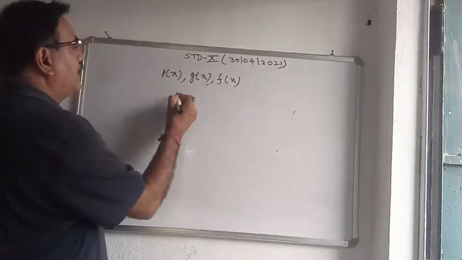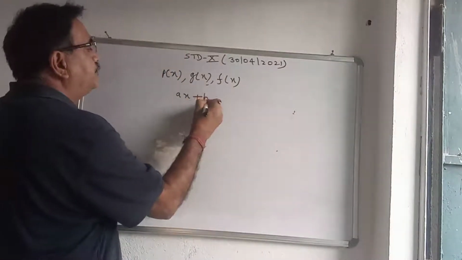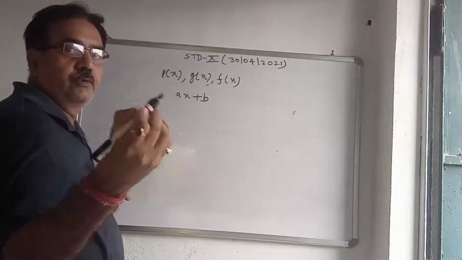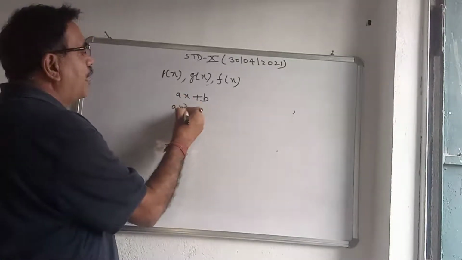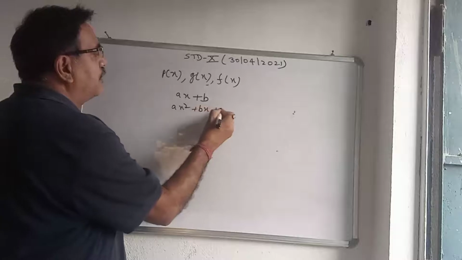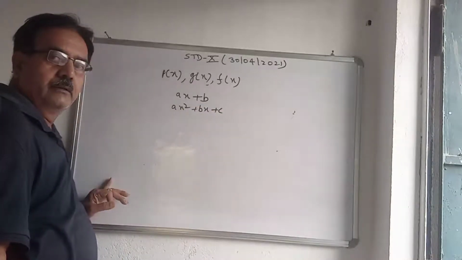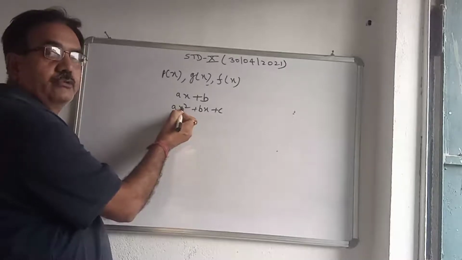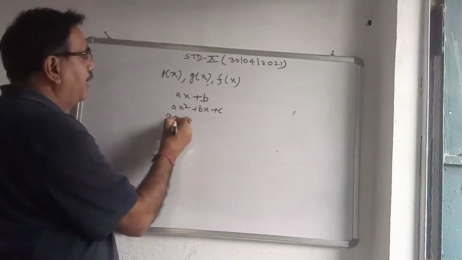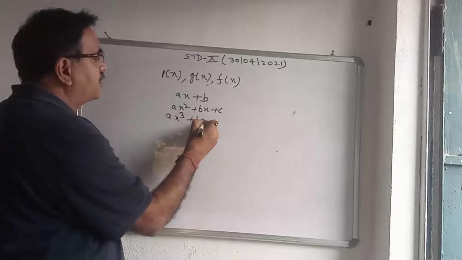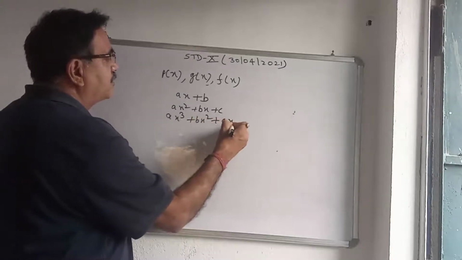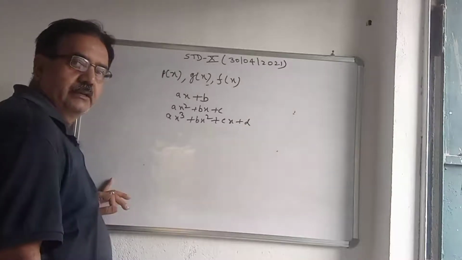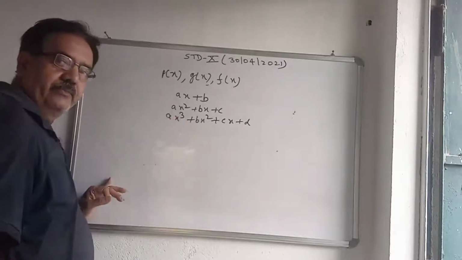Linear polynomial: ax plus b. What is the degree? The highest power of the variable is 1, so the degree is 1. ax squared plus bx plus c is a quadratic. What is the degree? The highest power of the variable is 2, so the degree is 2. ax cubed plus bx squared plus cx plus d is a cubic polynomial. The degree of the polynomial is 3.